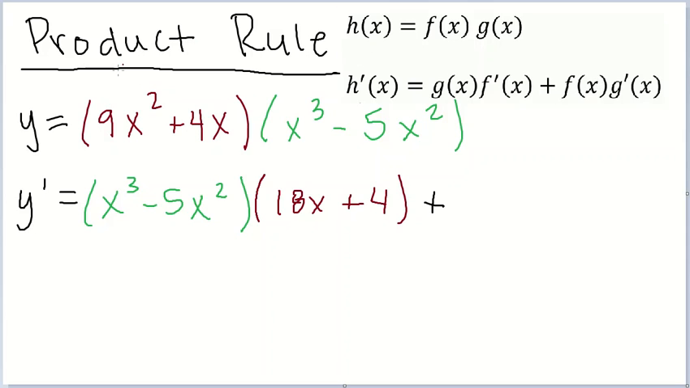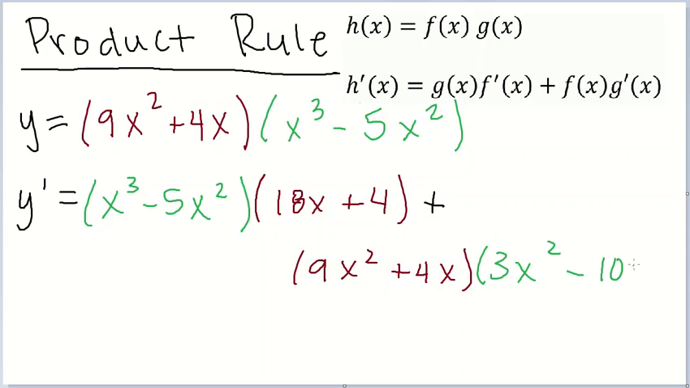So now we're going to take the first function and just rewrite it. Now I'm going to go on to the next line here. We're going to take that first function, 9x squared plus 4x, and that piece is going to stay the same. And now we need to multiply that by the derivative of the second piece. The second piece is this x cubed minus 5x squared, so we need to multiply by the derivative of this. X cubed, the derivative, if you use power rule on that, is going to be 3x squared. And then we need to subtract the derivative of 5x squared. The derivative of 5x squared, again, if you use power rule, is going to be 10x.